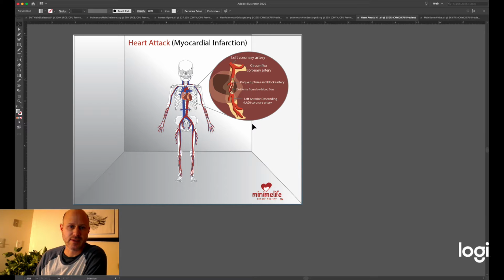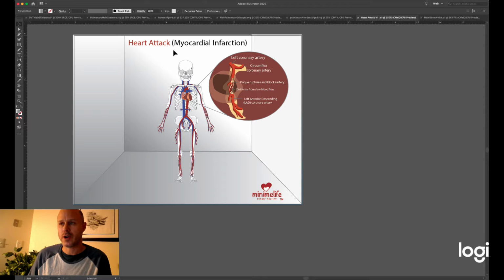A heart attack is essentially when the blood flow to part of the heart muscle gets cut off and part of the heart muscle dies. Some of the signs and symptoms include chest pressure, heaviness, or tightness that might radiate to the left jaw or the left arm. Some associated symptoms might include nausea, vomiting, diaphoresis or sweating, and even shortness of breath.